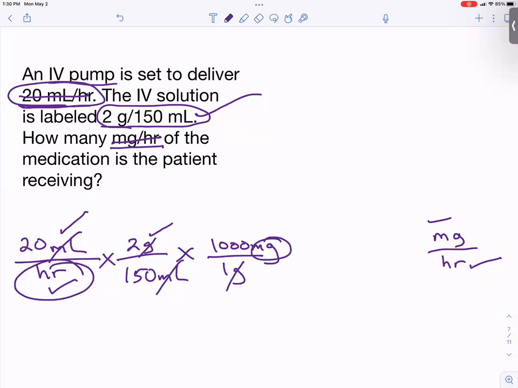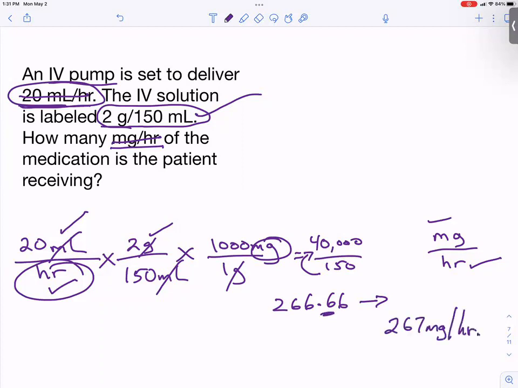So 20 times 2 times 1,000 is 40,000. And 150 times 1 is 150. When I divide 150 into 40,000, it gives me 266.66. I use my rounding rule, 6 is greater than 5. So this patient is receiving 267 milligrams an hour. And that's how you write it on your answer line.